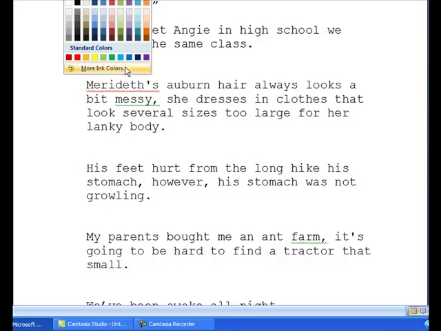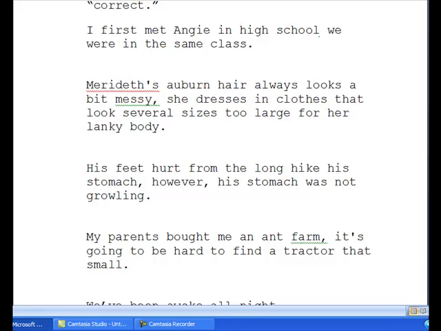We can use the comma and a coordinating conjunction. I first met Angie in high school, and we were in the same class. This is correct. Let me ask you this. Is this correct? Can we put a comma there? You should be saying no. We cannot just simply put a comma there, because then what we've done is we've taken a fused sentence and we've simply made it into a comma splice. Another way of doing it is, how about subordinating one of these clauses?